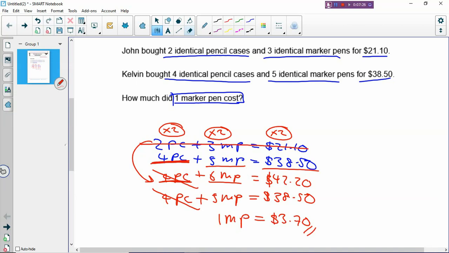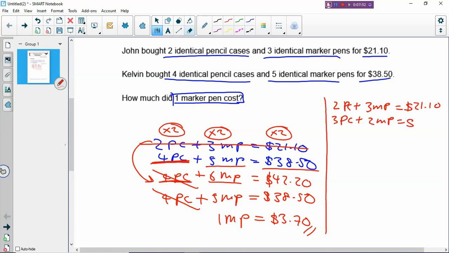Right now, and this method works very well also, works very well with harder problems. For example, if I have 2 pencil case and 3 marker pens, all right, and then maybe the total cost is $21.10, and then I have maybe something like 3 pencil case and 2 marker pens, and the total cost is maybe $38.50, for example. Okay, all right, for example.